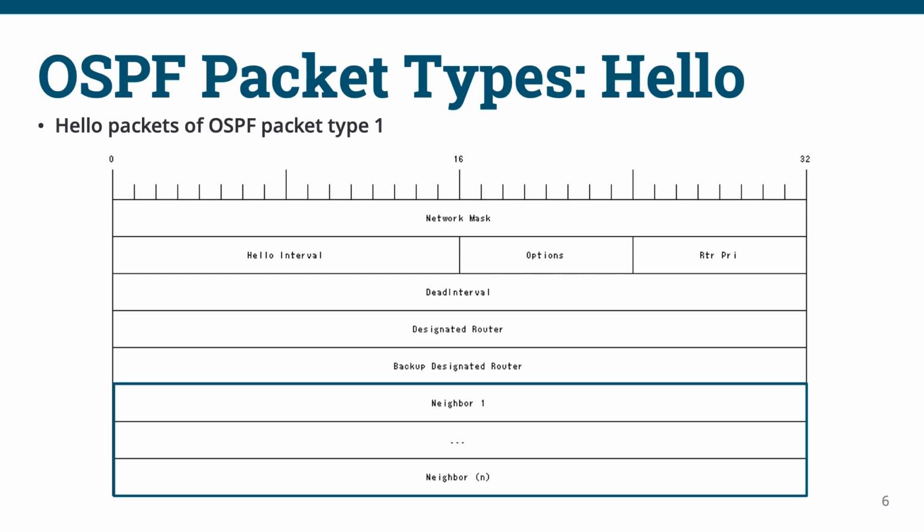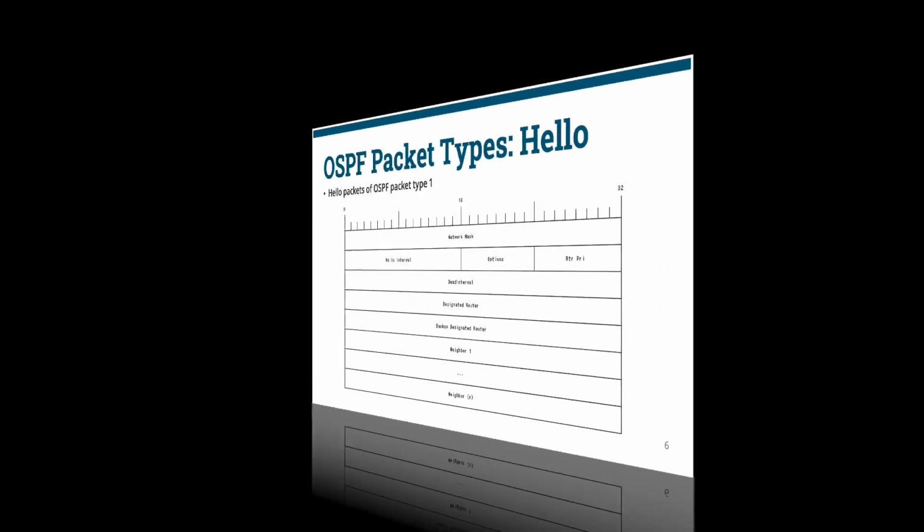When a receiving router sees its own router ID in an advertising router's packet, it knows that the advertising router agrees with the fields that must match for an adjacency to be formed. We'll go into the neighbor relationship formation process in more detail in a future lesson. For now, let's move on to the next OSPF packet type, the database descriptor packet.